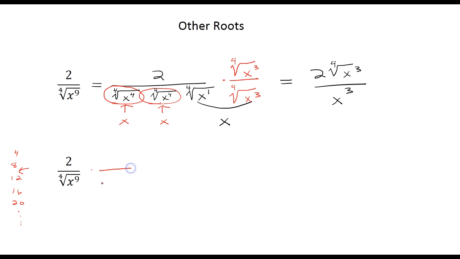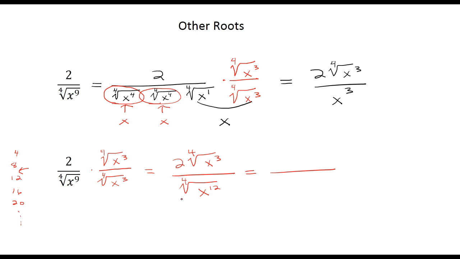So let's look at what happens if I put the fourth root of x to the third top and bottom. Numerator is what we would expect, the fourth root of x to the third. In the denominator, though, I am going to put those two together, and I get the fourth root of x to the 12th. So remember what we did when we turned radicals into fractional exponents? This is really x to the 12 fourths. And x to the 12 fourths is just x to the third.